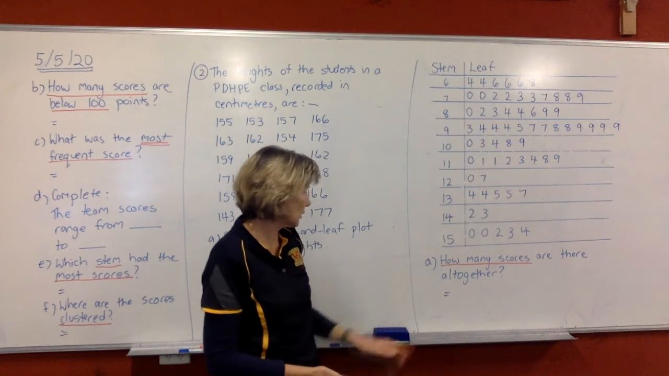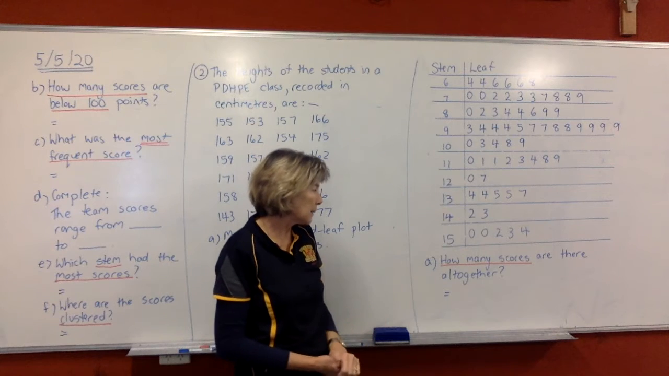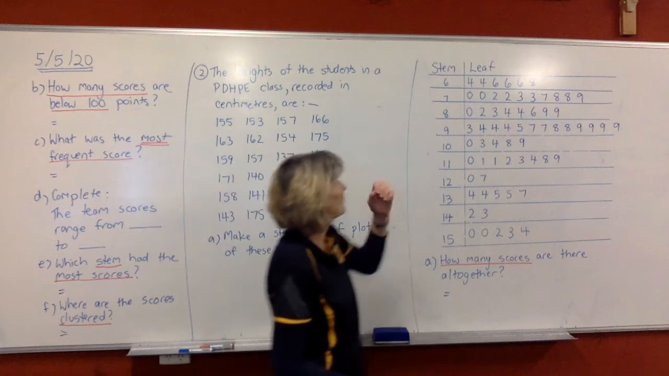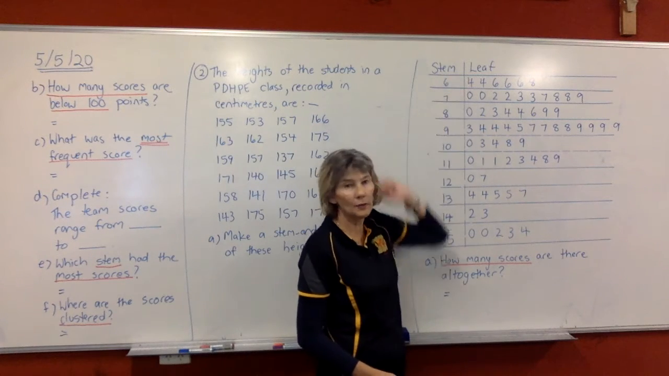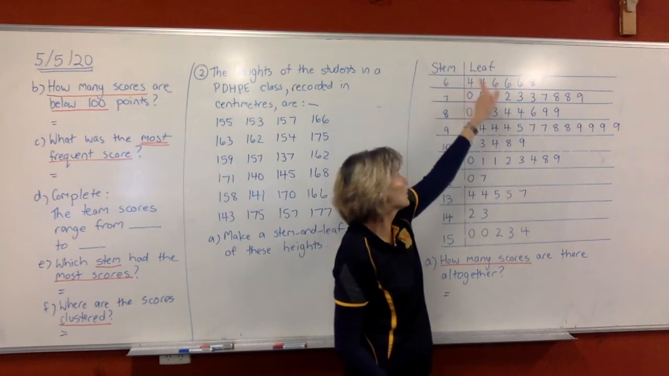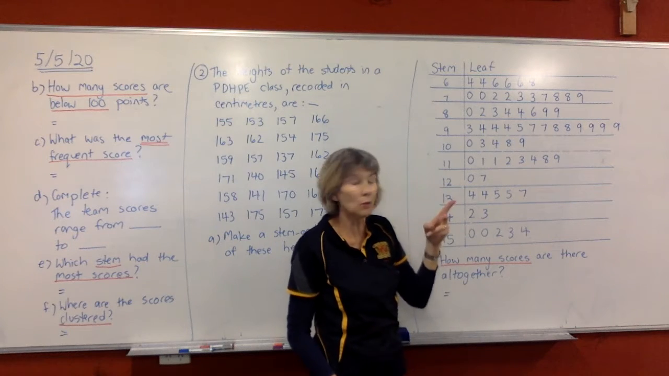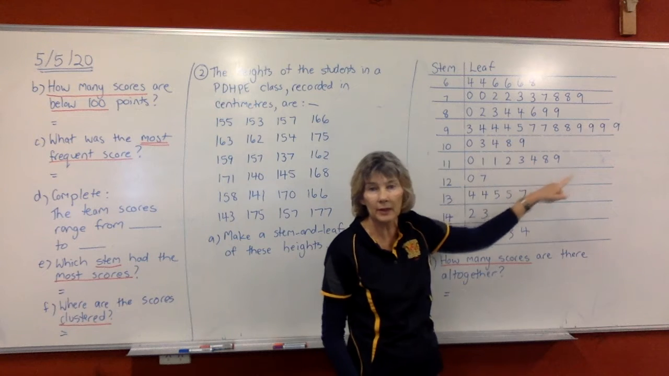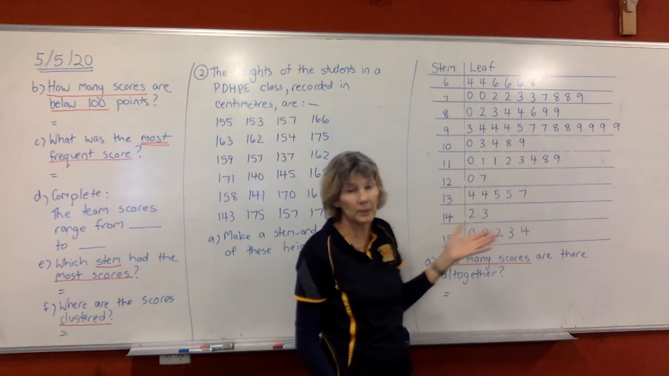Okay, so when we have a look at this first question here, it says, how many scores are there altogether? Alright, so remember that we're thinking that this is the score of 64, then we have another score of 64, so that's 2 scores. So really all we need to do is count all these digits that we have in the leaf, because each one of them is a score.